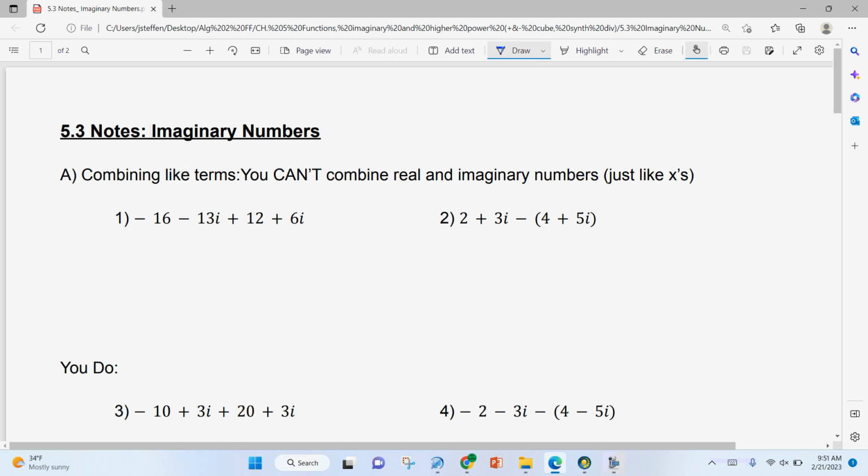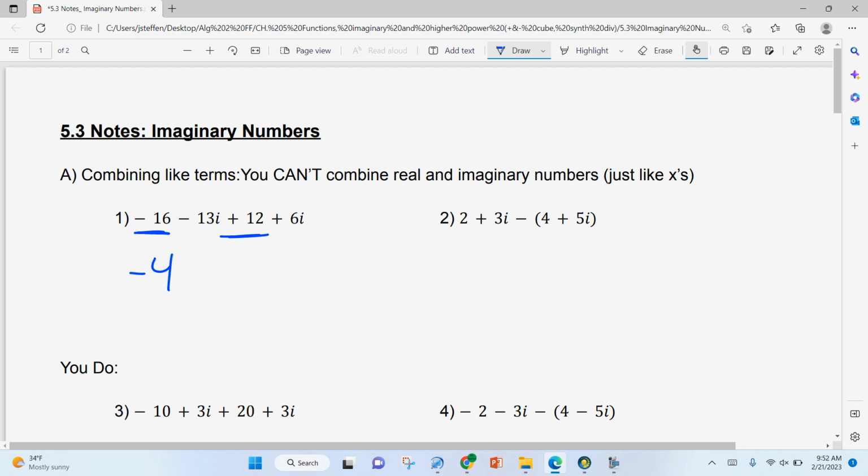So with imaginary numbers, the first thing I want to make sure you realize is when you combine them, you combine like terms just like you'd have an X or a Y or any of those other variables we've had. So for number one, this shouldn't be any different. Everyone should be fine with this. When we combine these, negative 16 plus 12 is negative 4.